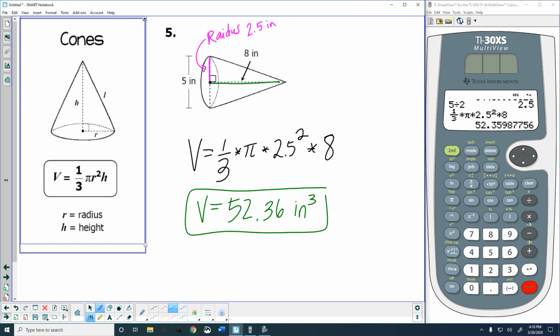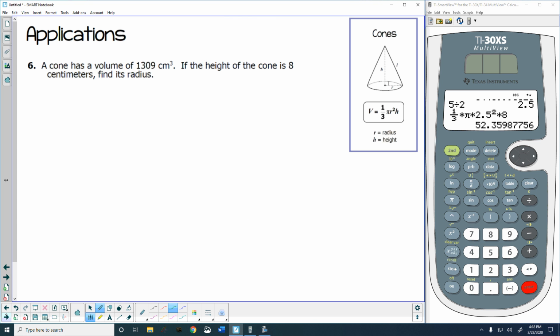Okay, we're just doing 2 more problems now. They're both sort of word problems, but don't be afraid of the word problems. You can handle it. On this one, we know that the cone has a volume of 1309. So this is the total volume. That's going to go on the left side of the equation.